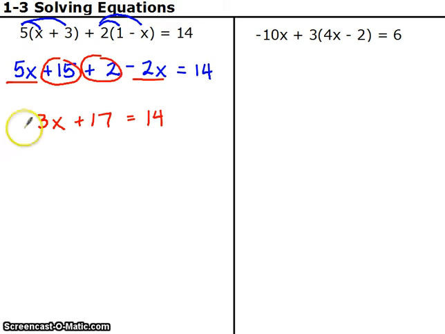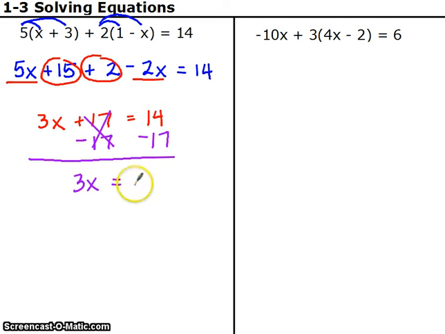All right, now we need to get x by itself. So I need to start with the 17 over here. We're going to move that to the other side, or we're going to cancel it from here. And whatever you do to one side of the equation, you have to do to the other side. So that's going to leave me with 3x. 14 minus 17 is negative 3. And then we divide by 3. Divide by 3. And that leaves me with x equals negative 1.